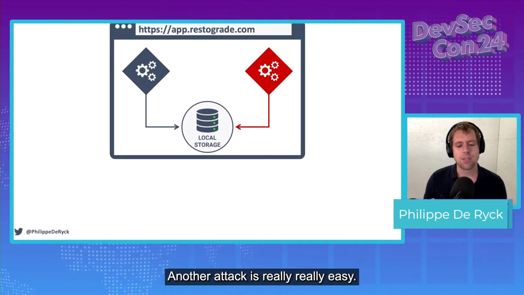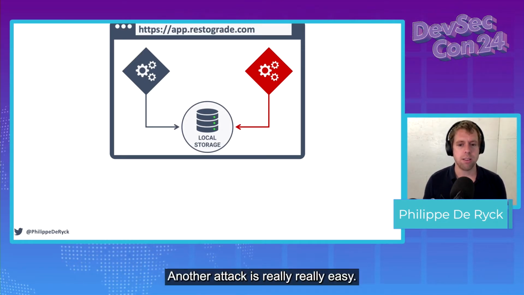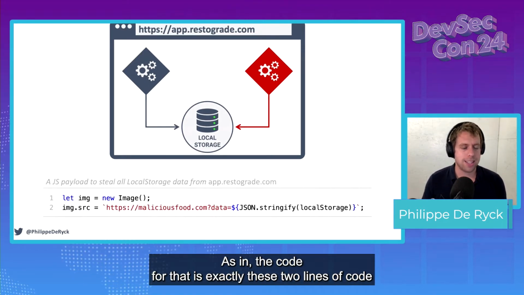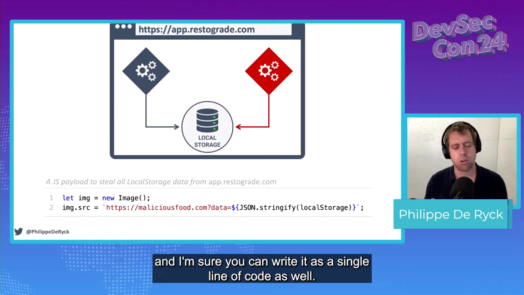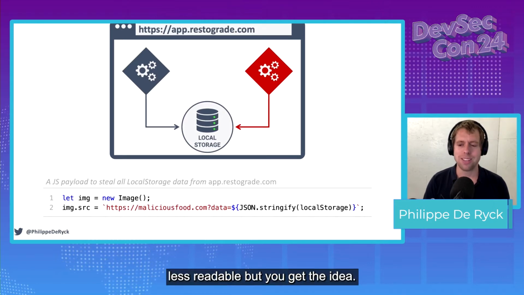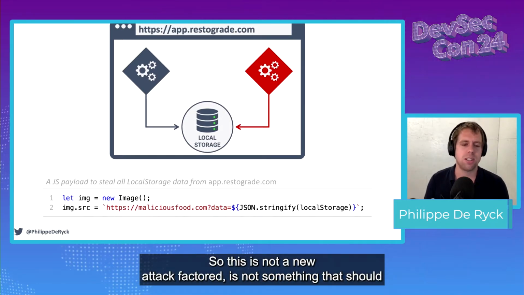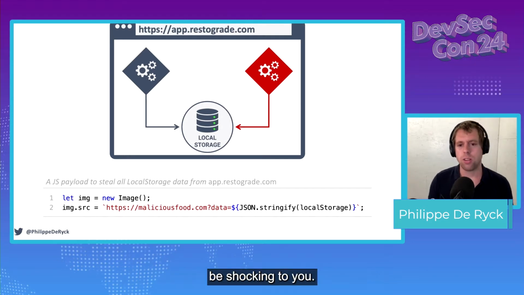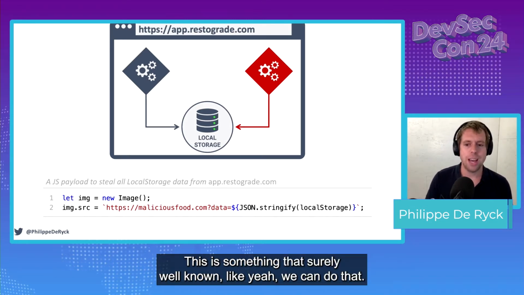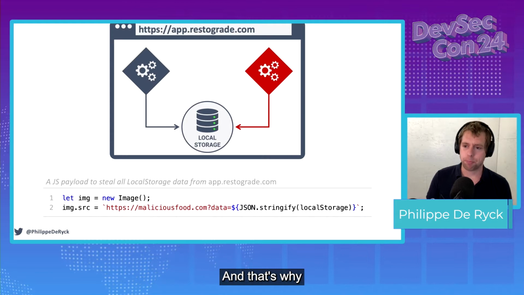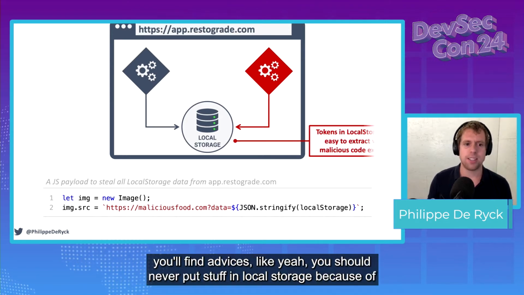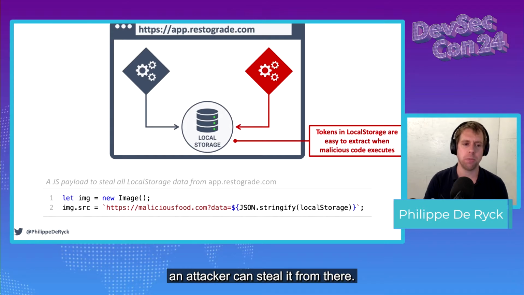And that attack is really, really easy. As in, the code to do that is exactly these two lines of code. And I'm sure you can write that as a single line of code as well, just a little bit less readable, but you get the idea. So this is not a new attack vector. This is not something that should be shocking to you. This is something that's very well known. And that's why you'll find advice that says you should never put stuff in local storage because an attacker can steal it from there.